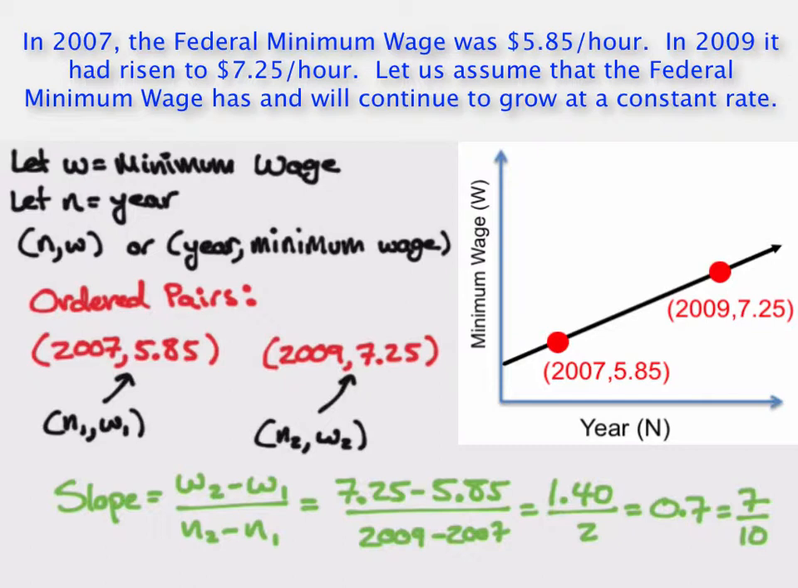Well, it means that every year that goes by, the minimum wage goes up on average 70 cents, which is 7/10 of a dollar. Or if we think about this fraction, every 10 years that goes by, the minimum wage goes up by $7. Of course, that's exactly what happens when you multiply 70 cents per year by 10 years. All right, now that we've got the slope of our linear equation, we can use either of these ordered pairs and that slope to create an equation using point-slope form.